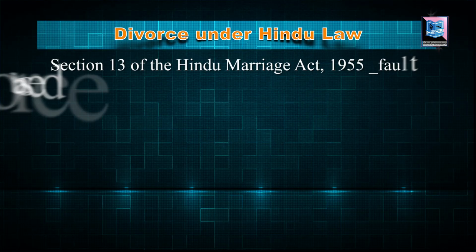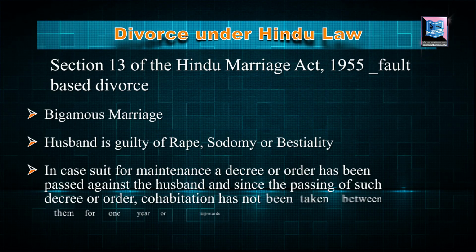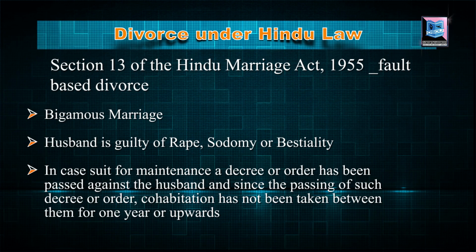For a wife, there are 4 additional grounds provided. The first one is a bigamous marriage, which means if the husband marries again without divorce or without the death of the first wife, it is a ground for divorce. Second is when the husband is guilty of rape, sodomy, and bestiality. Rape, sodomy, and bestiality are crimes under the IPC. If the husband is guilty of any of these crimes, it gives a wife the right to claim a divorce.